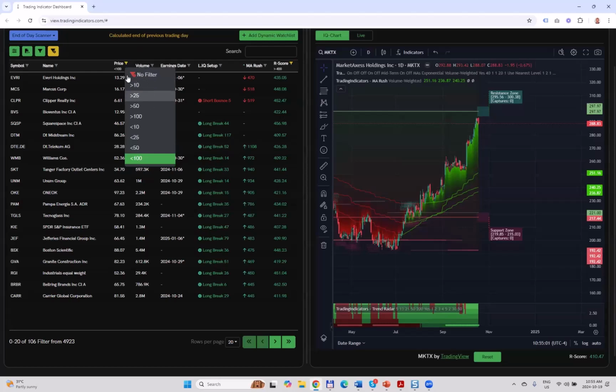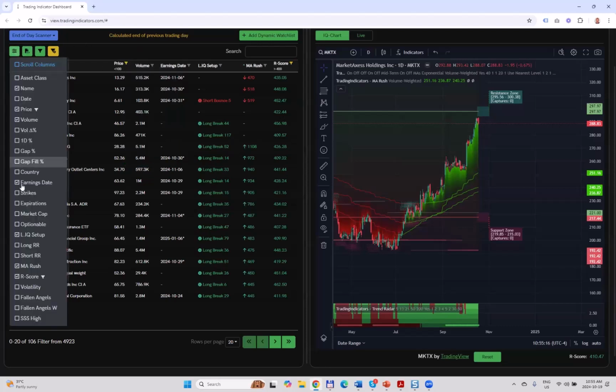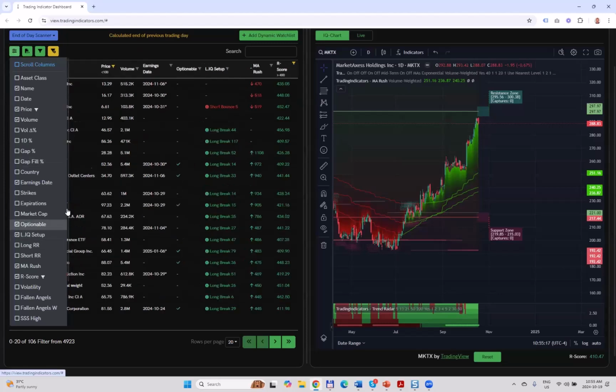So for example, it's not deployed right here, but next week we're going to release this feature. You can scan for stocks which are above 25 and perhaps less than 50. So you have a price window there. So you can definitely filter for those things. And for optionable stocks, you can also enable the column here called optionable.